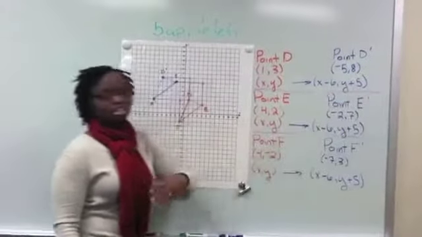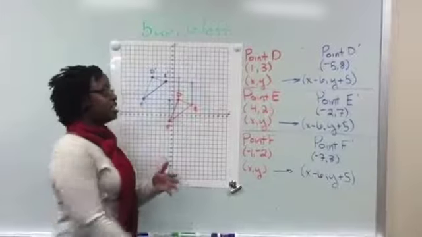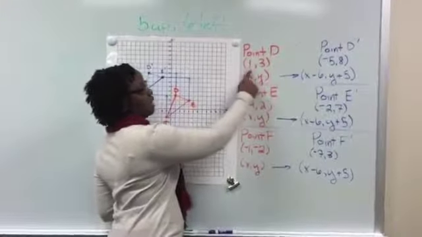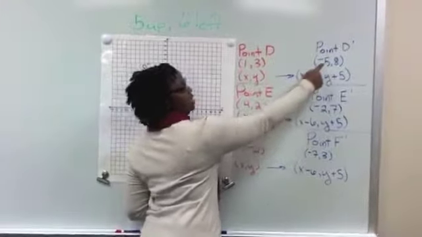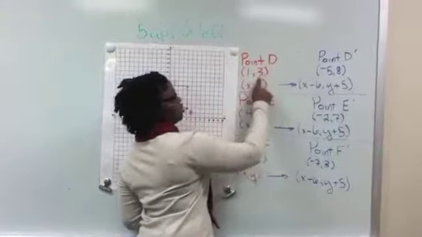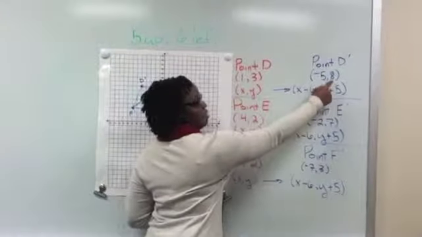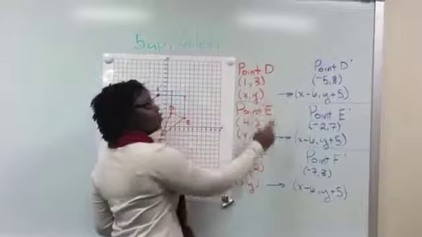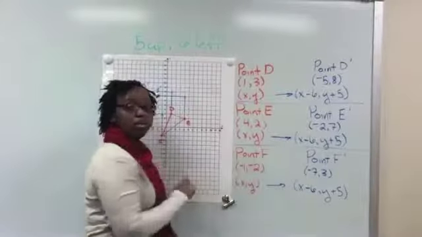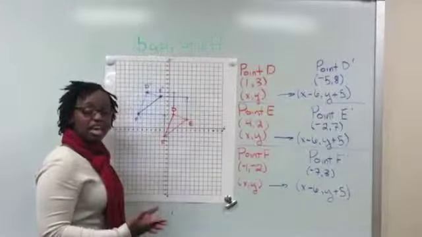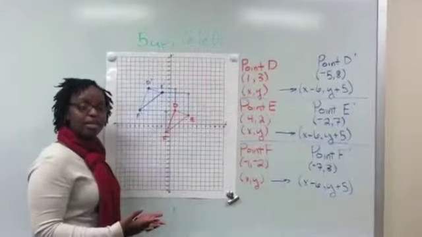Then make sure you go back and check that this works for each one of your points. So I can say 1 minus 6 equals negative 5, 3 plus 5 equals 8. That same rule should work for every single one of your points, so make sure you check that and see if it did work out.